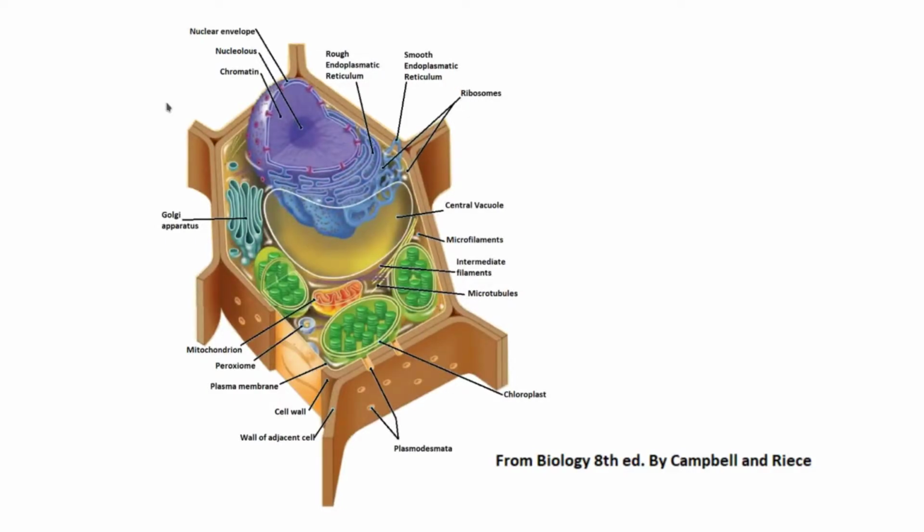You have the plasmodesmata, which are channels that go through walls and connect the cytoplasm of adjacent cells. The chloroplast is a photosynthetic organelle that converts the energy of sunlight to chemical energy and stores it in sugar molecules, amongst other molecules.